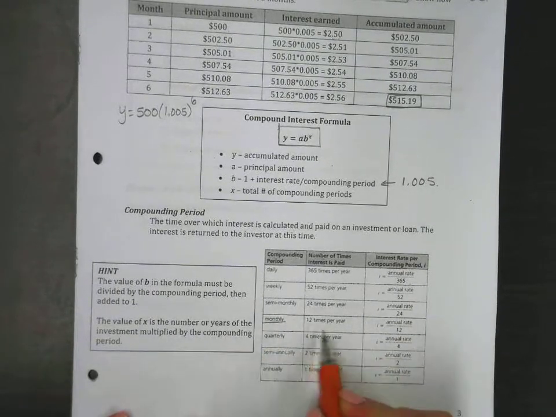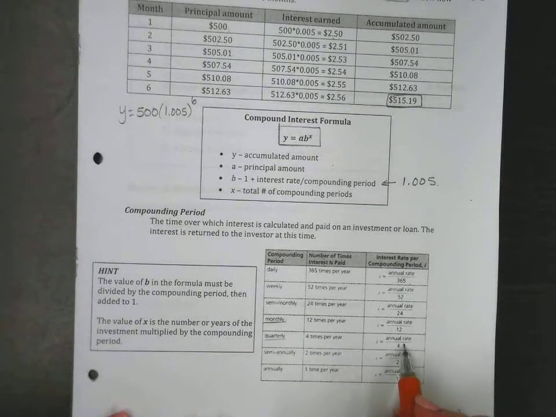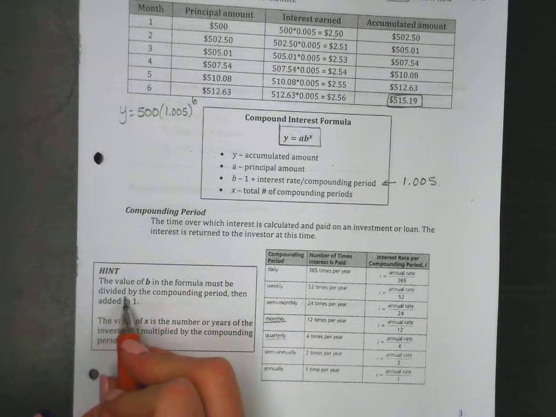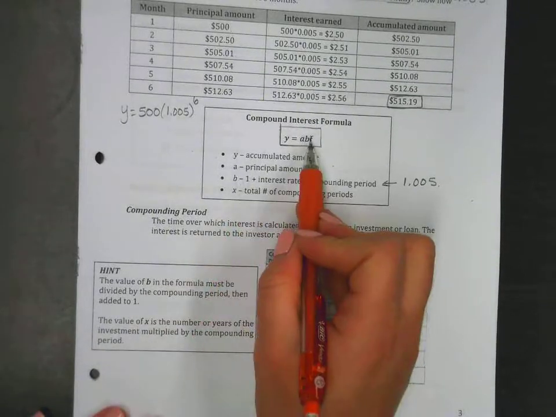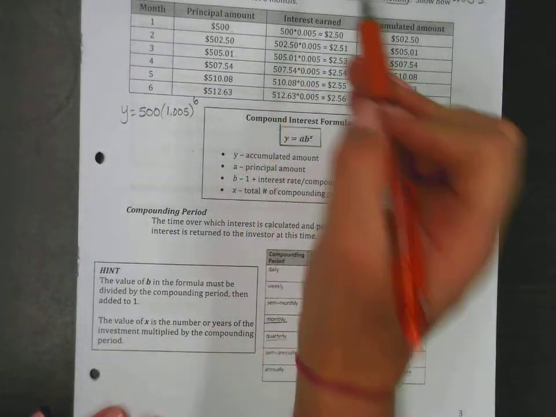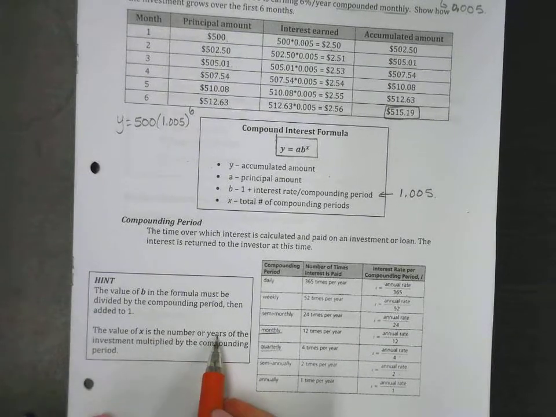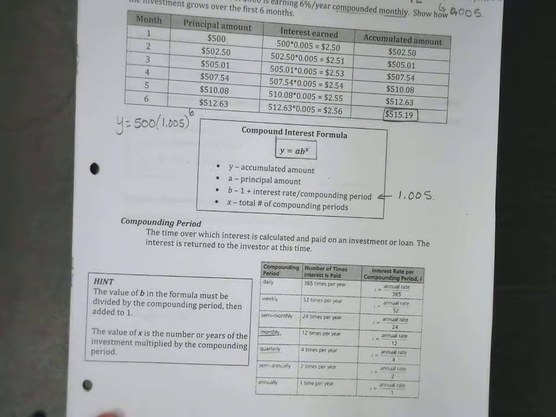Semi-annually is twice a year, and annually would just be once a year. So just remember that your B value in the formula must be divided by the compounding period, then added to 1. Your B value is not the annual interest rate, it's the interest rate per compounding period. And your X value isn't necessarily the number of years, it's the number of years times the number of compounding periods in a year. Okay? All right, so we're going to go through just a couple examples of compound interest.